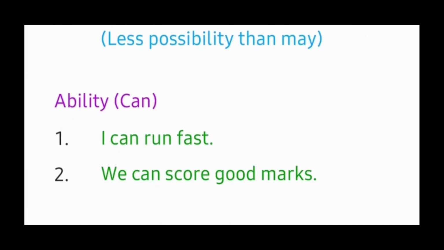Our next modal verb is can. The modal verb can shows our ability. Let us look at some examples. I can run fast. Now this sentence shows that a person has the ability to run fast. We can score good marks. This sentence shows that we have the ability to score good marks. I hope these modal verbs are clear to you.